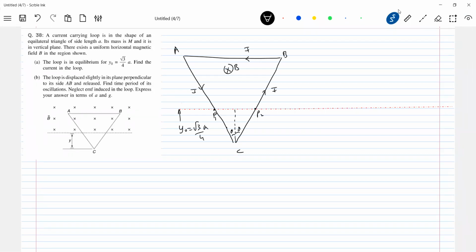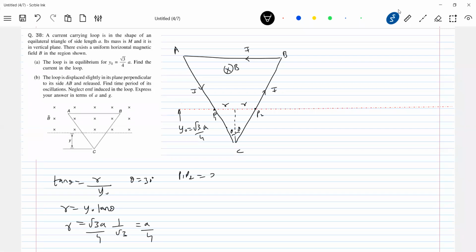So how to calculate P1, P2? So now we know tan theta. Call this X. This is X here, or say some R you write it. So tan theta is equal to R by Y naught. R equals Y naught tan theta. So Y naught is root 3A by 4, tan 30, theta is 30 degrees, 1 by root 3. So this is A by 4. So what is the effective length P1, P2? P1, P2 should be equal to 2R. So this should be equal to A by 2.